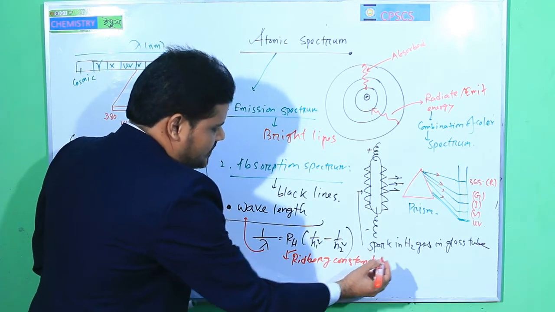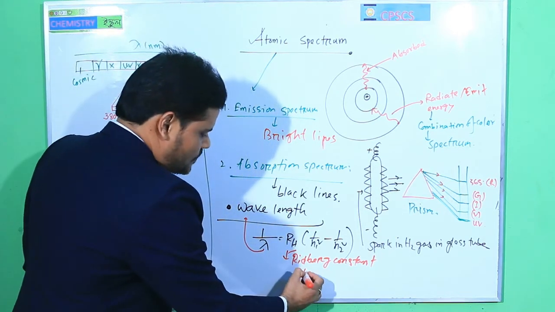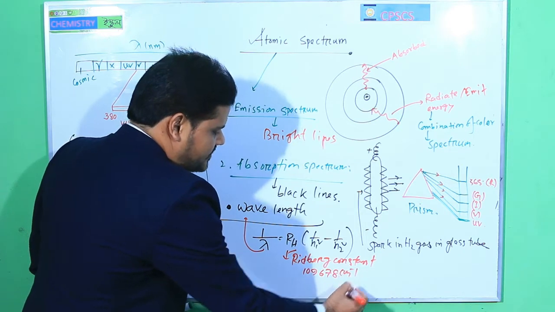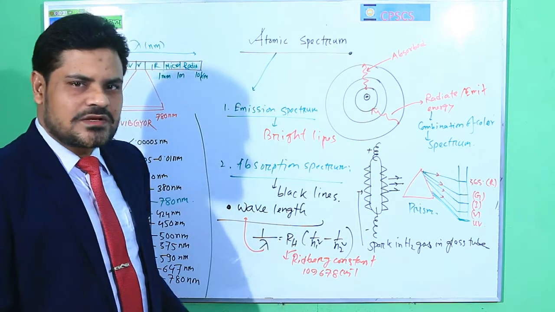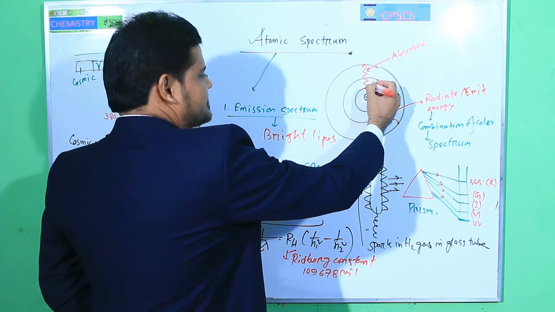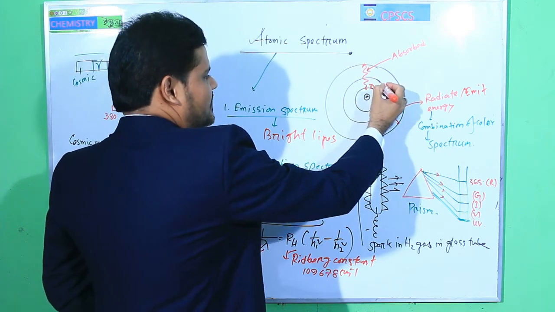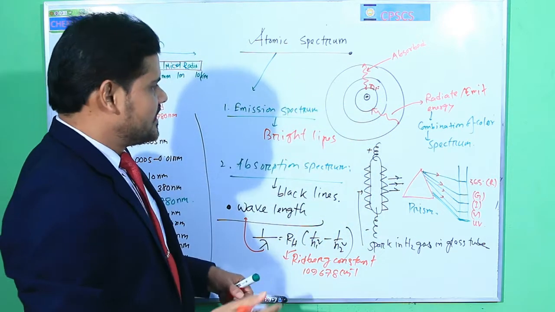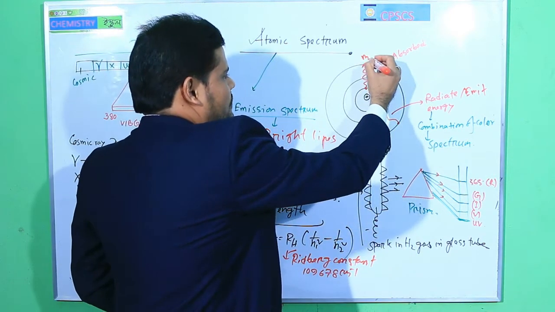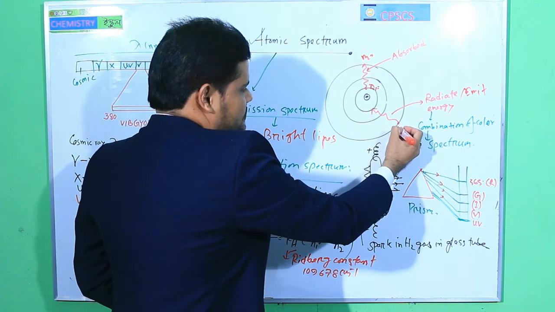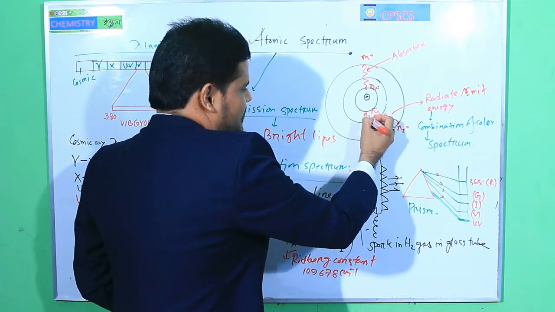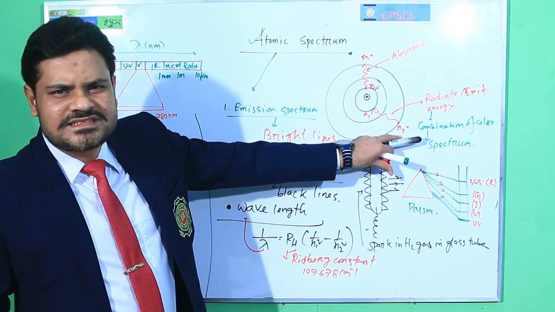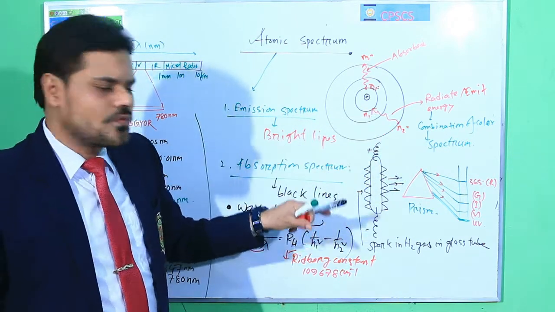The value of this Rydberg constant is 109678 per centimeter. Here N1 is the lower energy level and N2 means the higher energy level. Look at this, this is the N1, and this is the N2. Also here, this is the N2 and this is the N1. So here we can get the values: N2 is 3 and N1 is 1.